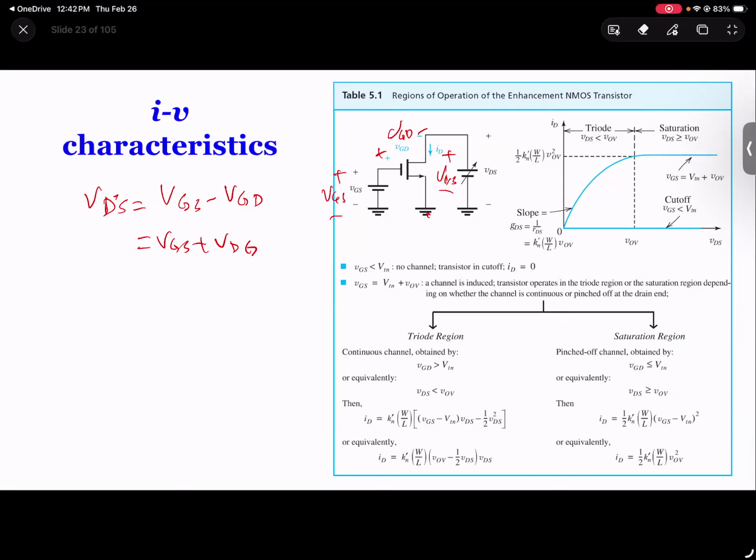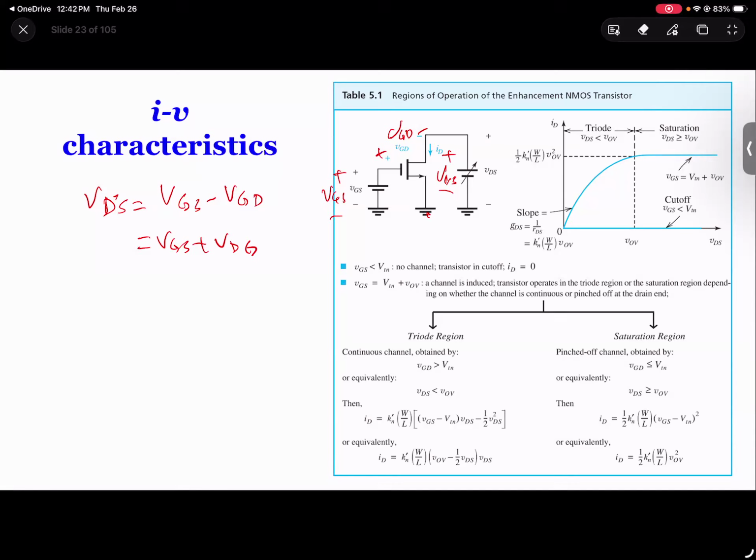VGD is always less than VTN, where VT is the threshold voltage and N means NMOS. Because VGD is always less than VTN, you're always in saturation. So you guarantee that the device is in the saturation region. That's why this is important.